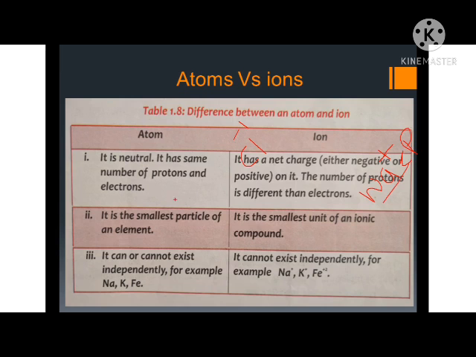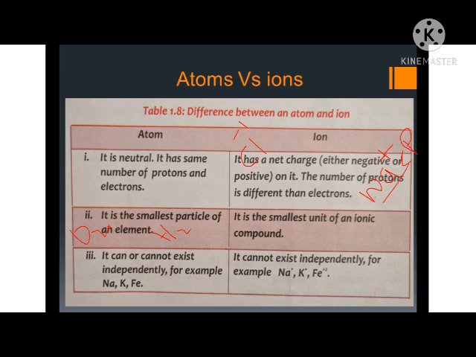An atom is the smallest particle of an element. An ion is the smallest unit of an ionic compound. For example, consider the hydrogen element. Here is one atom, and the smallest particle is hydrogen. Oxygen is O2. Here is oxygen, one atom is the smallest part of the oxygen element.